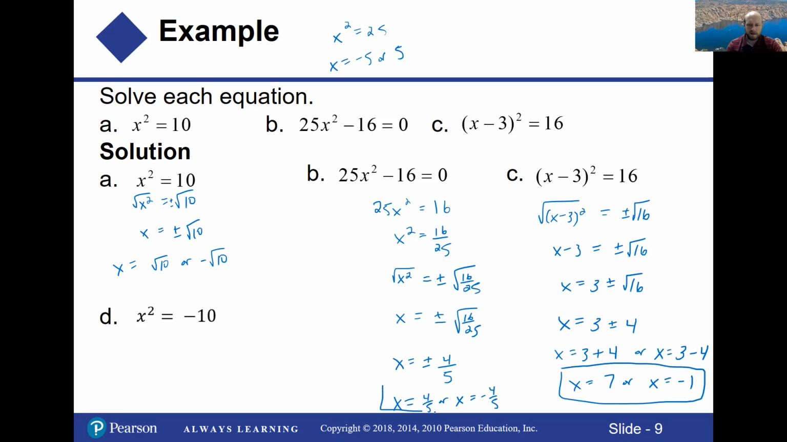Okay, and I'll box all these that I've done so far. So those are examples of your square root property. Again, when you don't have that middle x term.